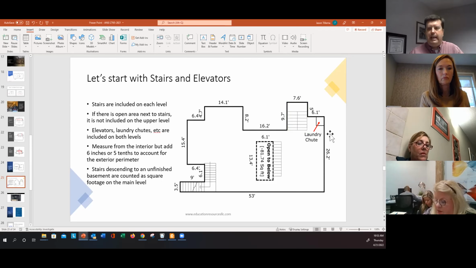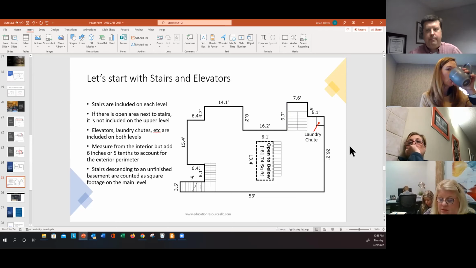Any questions on ANSI before we jump into desktops real quick? Just one more question about the stairs. I've always been told that on the second level, you don't include the stairs because it kind of double dips essentially. So you're saying now the stairs should be part of the sketch on the second level.